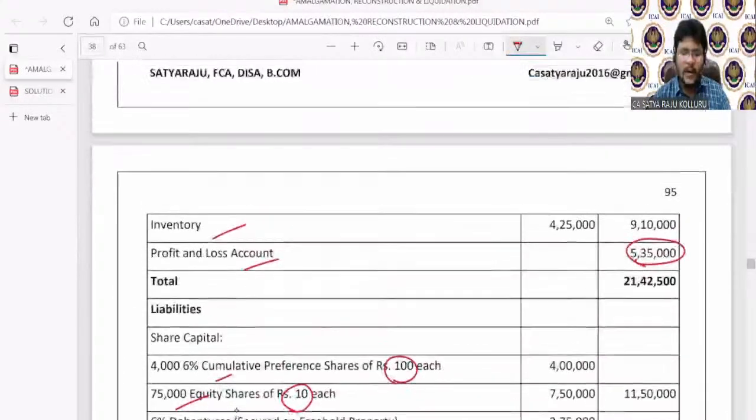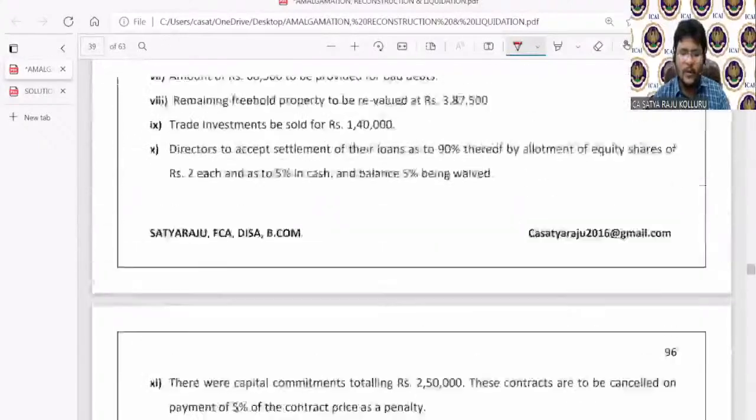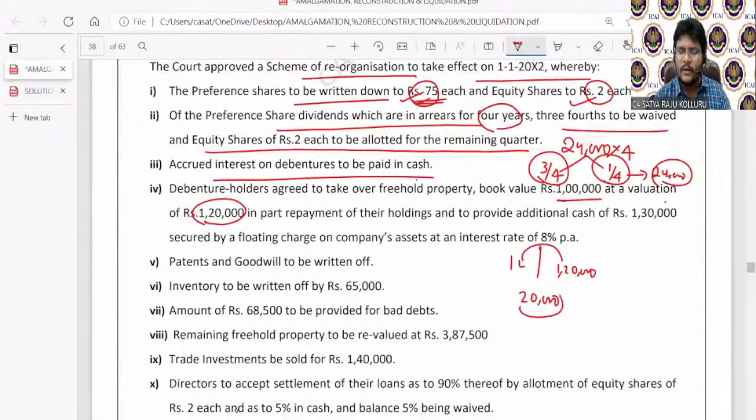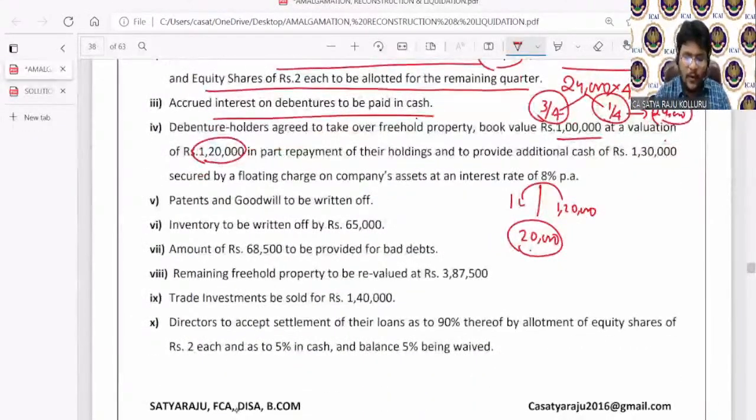Next, discussing things related to freehold property, if you observe here, debenture holders agree to take over the freehold property, book value of 1 lakh, at a valuation of 1,20,000. That is, 1 lakh freehold property is first upward revalued to 1,20,000. From this we got the revaluation profit of 20,000. Am I right?